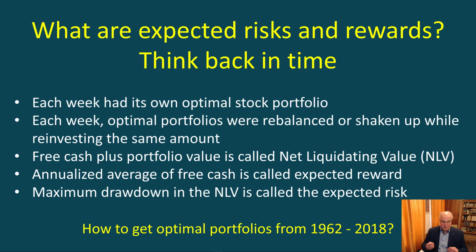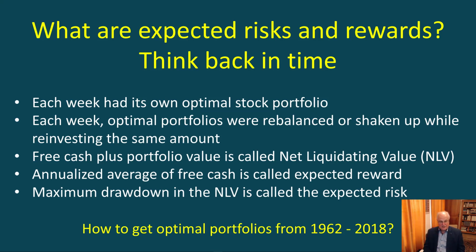Accumulated free cash plus the portfolio value is called the net liquidating value of your broker account. Net liquidating value is often abbreviated by NLV. A maximum drawdown in the NLV from a temporary top to a temporary bottom relative to the investment amount is considered as the expected risk of your game plan. So the only thing we are left with is how do we actually calculate the expected risk and reward from a sequence of optimal portfolios?